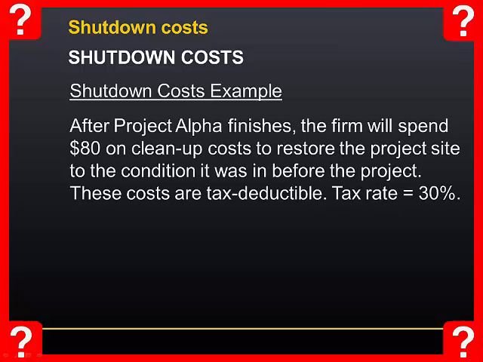After Project Alpha finishes, the firm will spend $80 on cleanup costs to restore the project site to the condition it was in before the project. These costs are tax deductible and the tax rate is 30%.